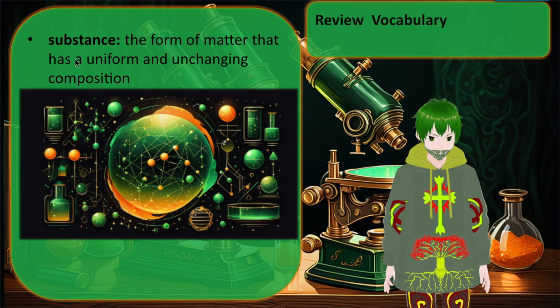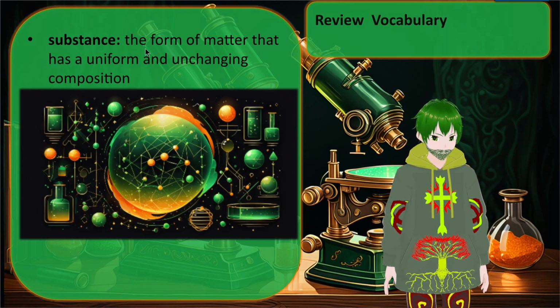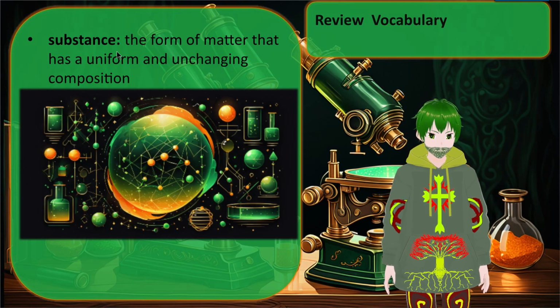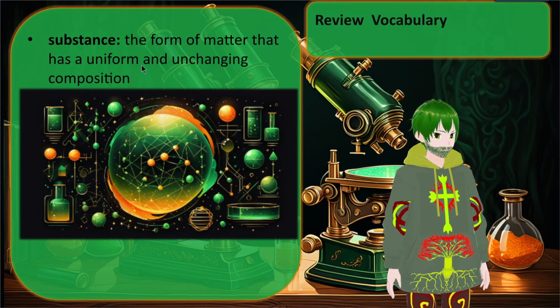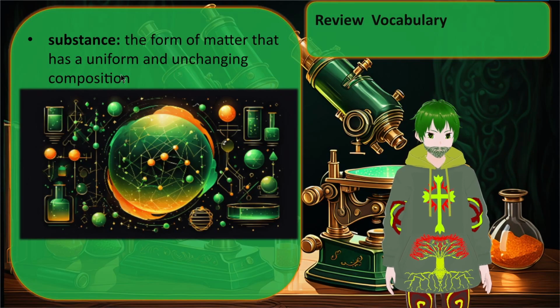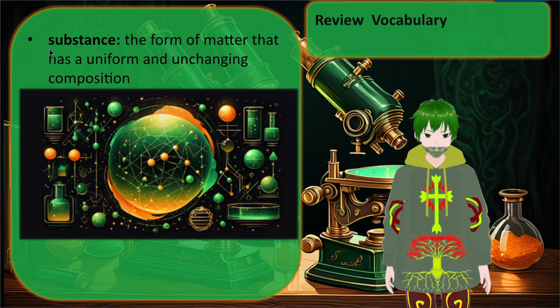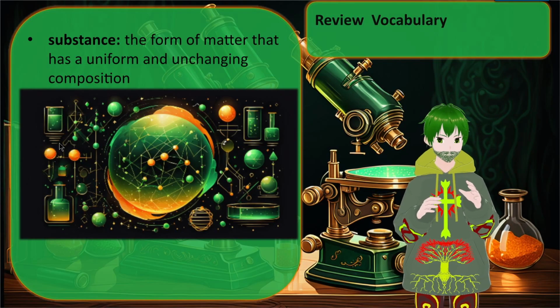Review vocabulary for today should be substance. And this, generally speaking, can also be interchanged with the term pure substance. And this is a form of matter that has a uniform and unchanging composition. So whatever it's made of, it's all the same all the way through, and that would be a substance. Again, oftentimes interchangeable with the term pure substance.